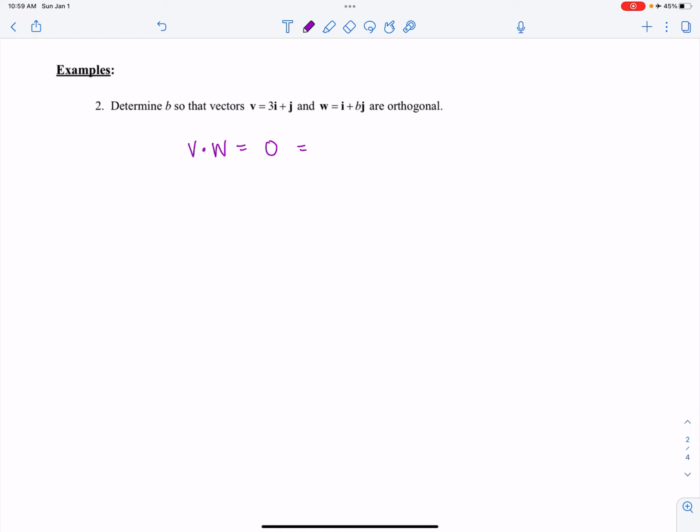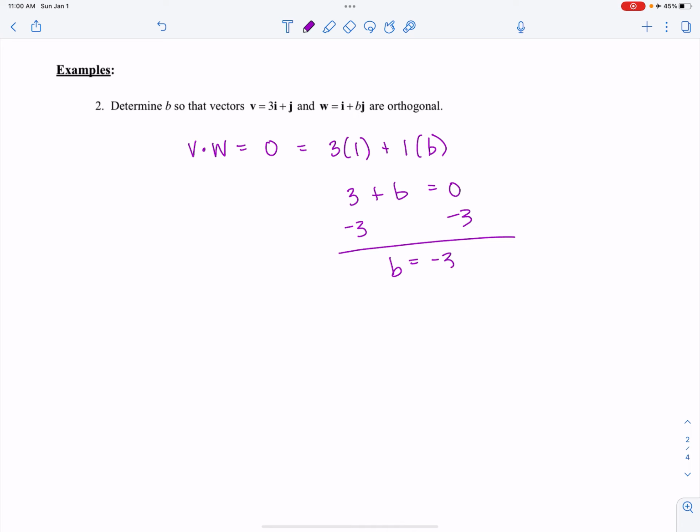And our dot product is going to be 3 times 1, which is our i components, plus 1 times b, which is our j components. So we have 3 plus b must equal 0. If we subtract 3, b equals -3. And that should make these two orthogonal.